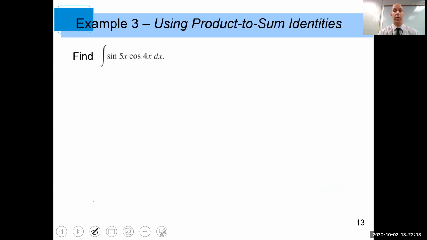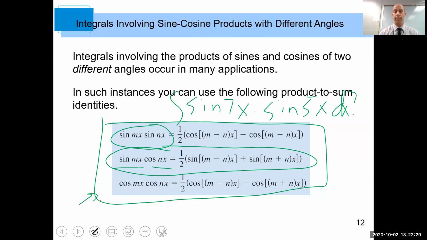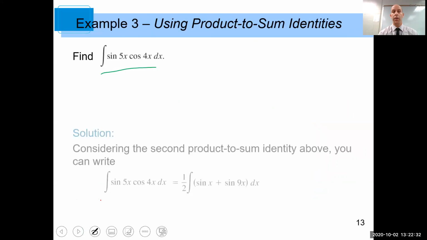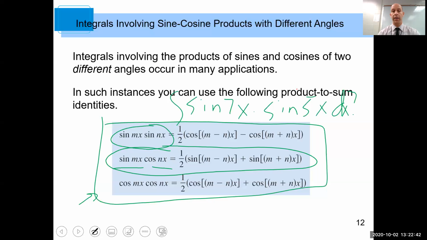So let's say I want to integrate sine 5x cosine 4x. Notice that the 5x and the 4x are different, so I can't just use a regular substitution. I'm going to have to use this formula, and in particular, this one in the middle that involves the product of sine and cosine. So all you do is immediately recognize that m in this case is 5 and n is 4, and we're going to use our rule. In fact, I'll go back to that and show you again.